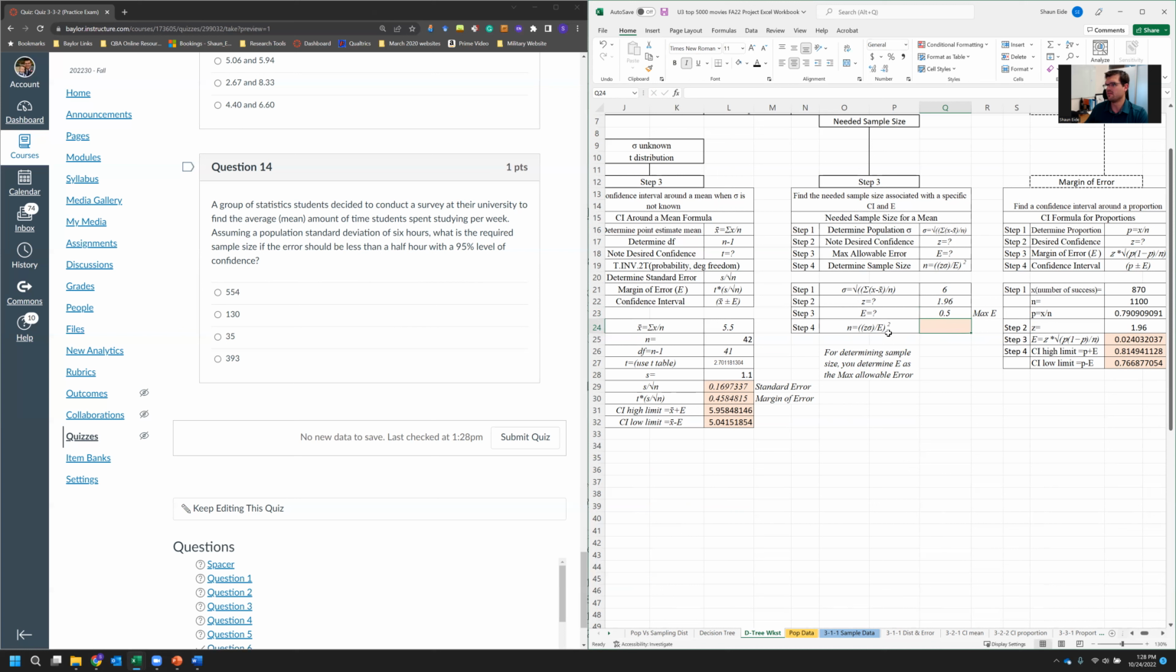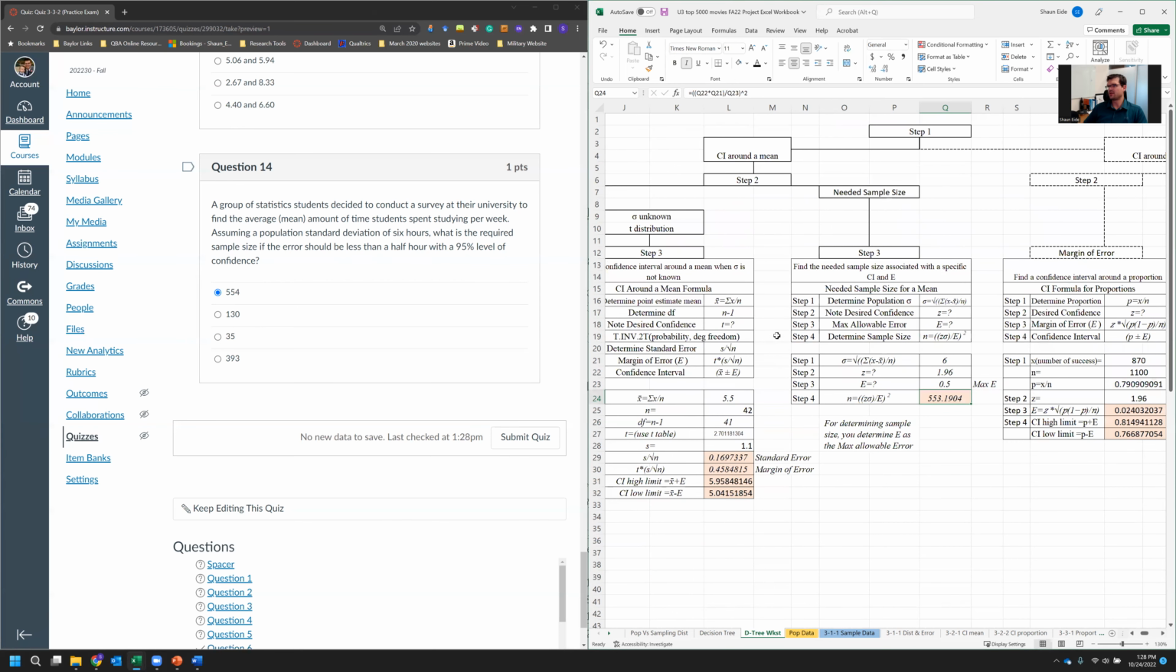And then the sample size is going to be z multiplied by the standard deviation divided by the maximum allowable error, and then we need to square it. So it's going to be 554 because you need to round that up. And so that's how you do all the calculations.